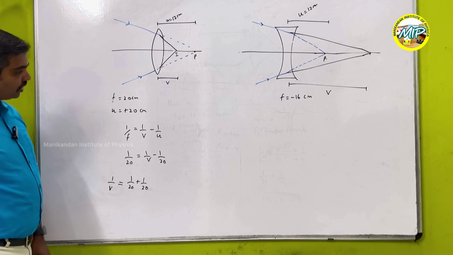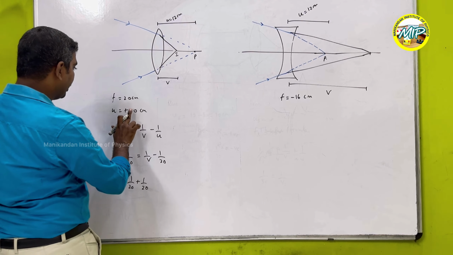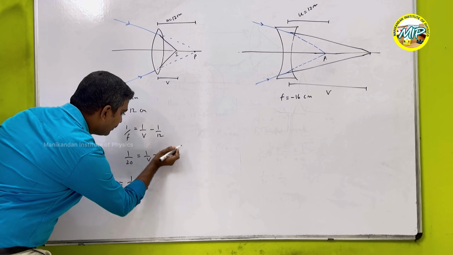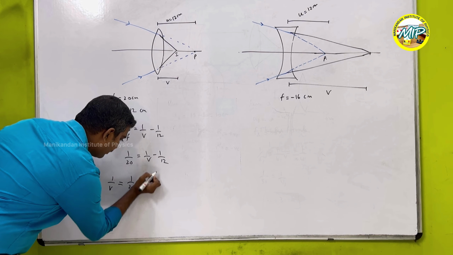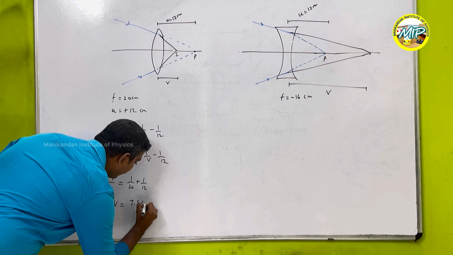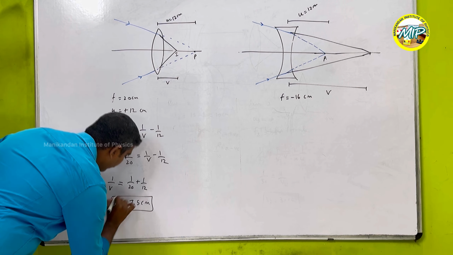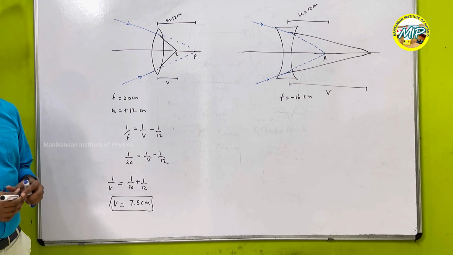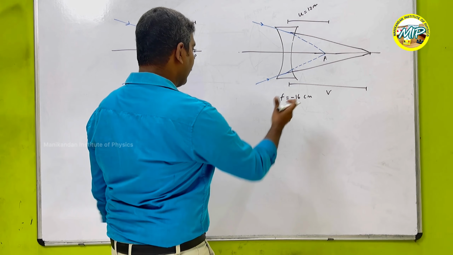Actually I am doing it wrong. Yes, this is 12 centimeter, right? Sorry, I made a mistake here. This is going to be 12 centimeter. Sorry. So if we take the LCM and solve, we get 7.5 centimeters. So next, we are going to solve for the other case.